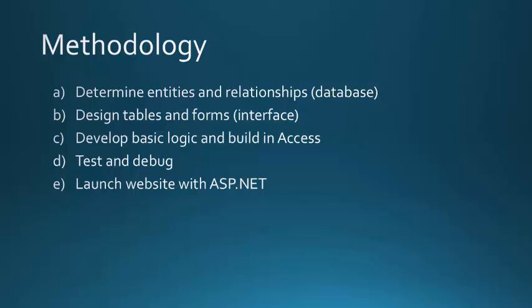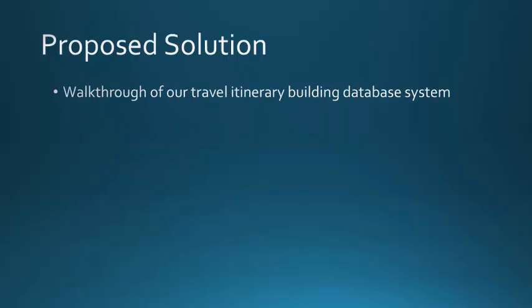This is the methodology we used to create our travel database management system. First, we had to determine the entities that we were going to use in our database system, as well as the relationships between these entities. Next, we designed tables and forms. Once these were established, we had to develop the basic logic that we were going to use to build and put all these things together in Access. Once the tables and the forms were all created through Access, we had to test and debug the system. And finally, we wanted to launch our system with the website asp.net.